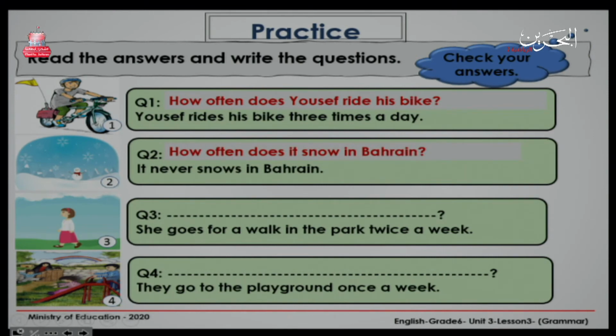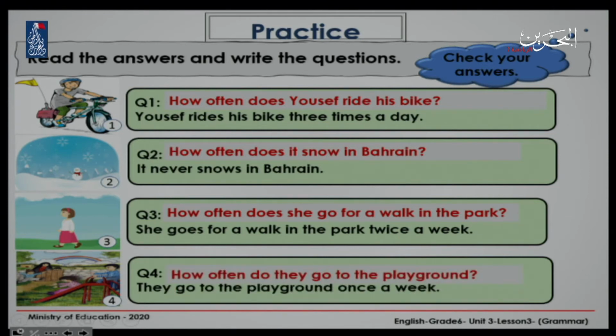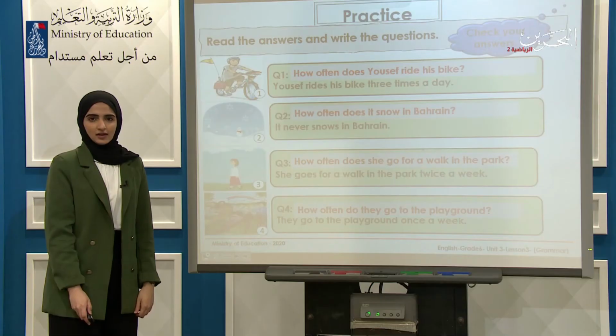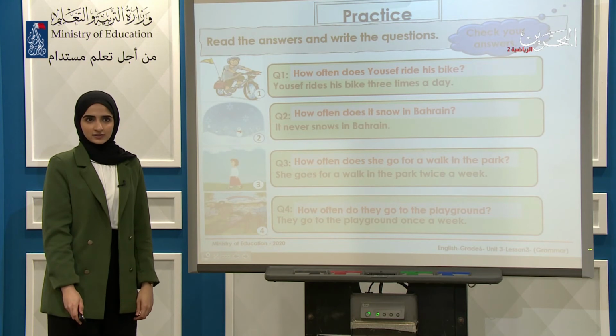The third picture, the answer is, she goes for a walk in the park twice a week. So the question, how often does she go for a walk in the park? The last picture, let's read the answer. They go to the playground once a week. So the question is, how often do they go to the playground? Good job. Now let's move on to the next activity.